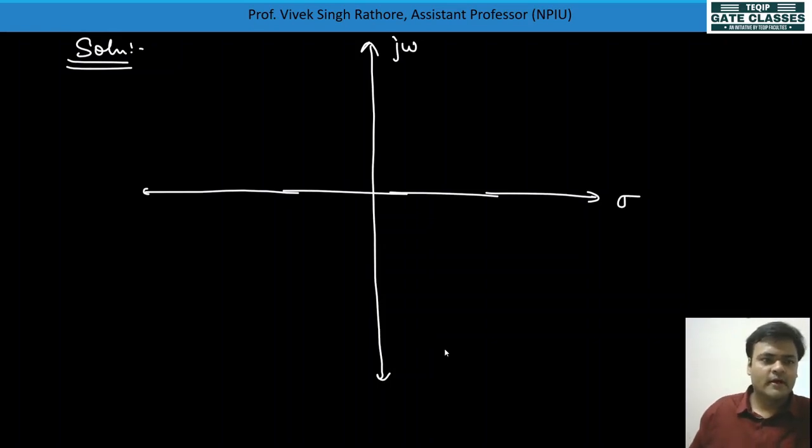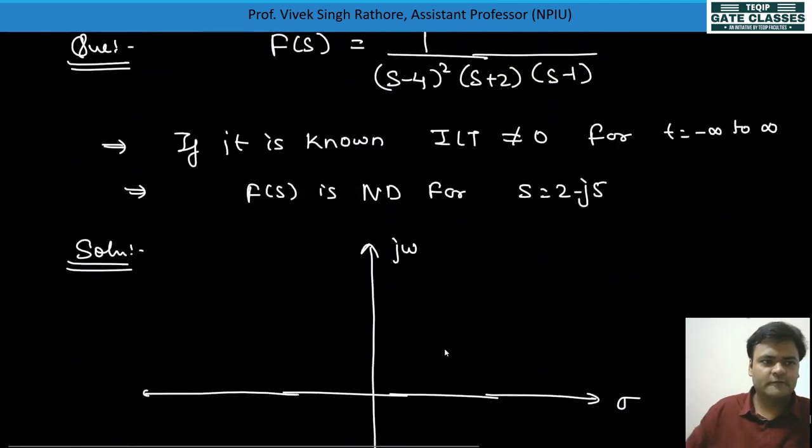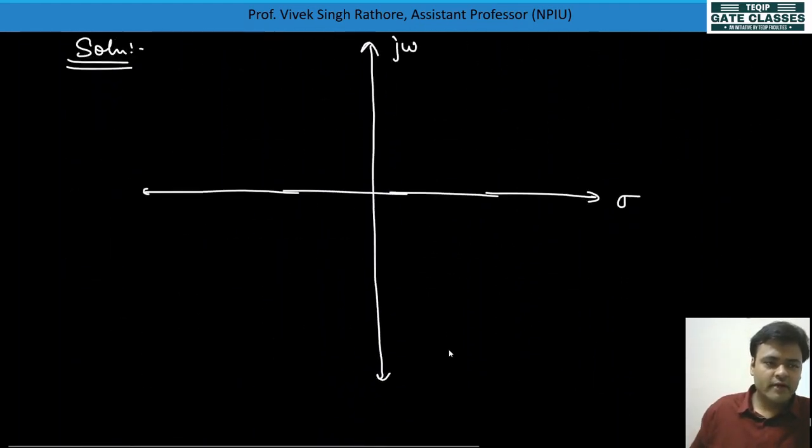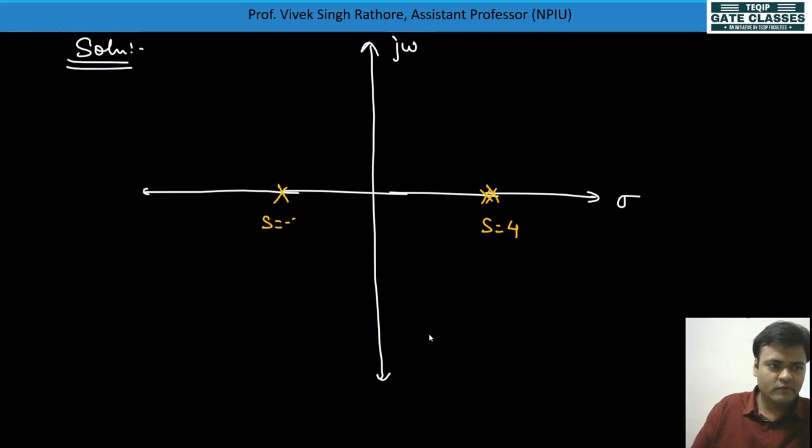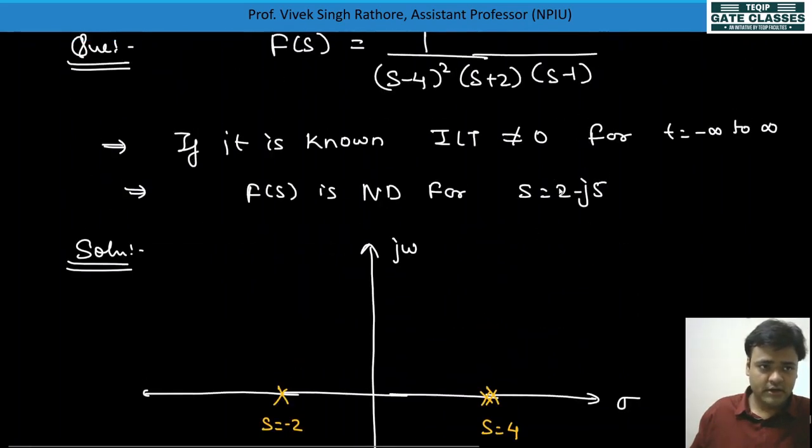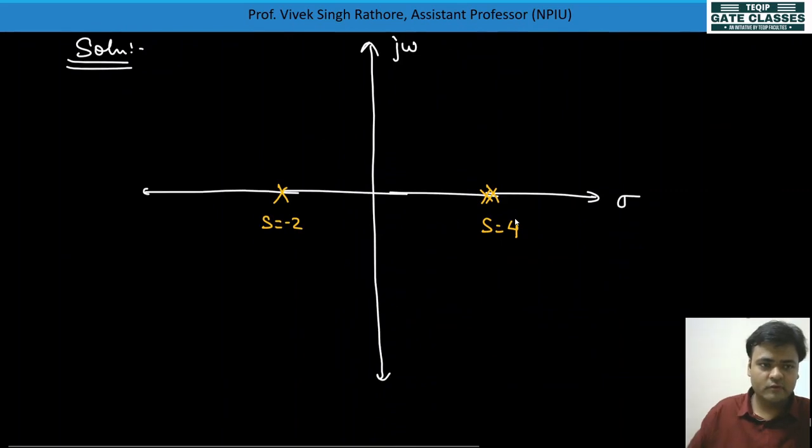Now we'll see. 1 by (s minus 4) square is there, so two poles are there at s equal to 4. Then one pole is there at s equal to minus 2, and then one more pole is there at s equal to 1.